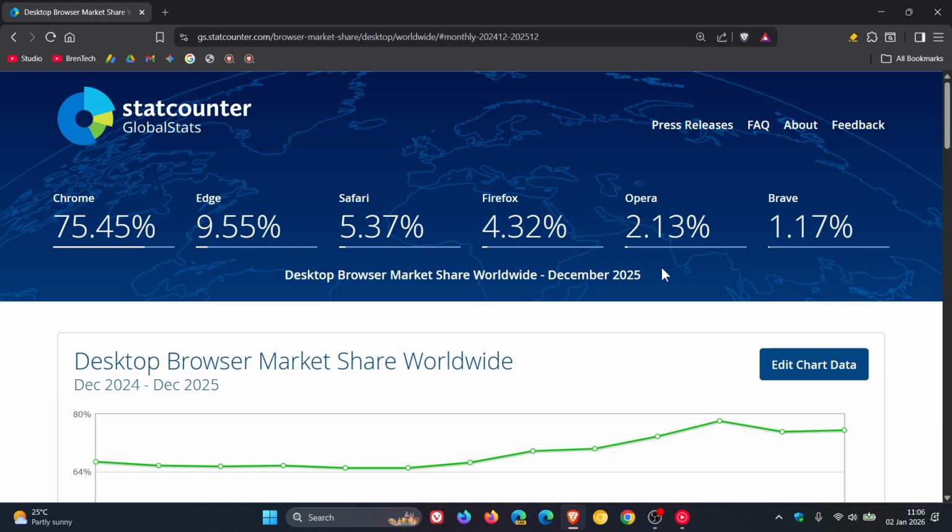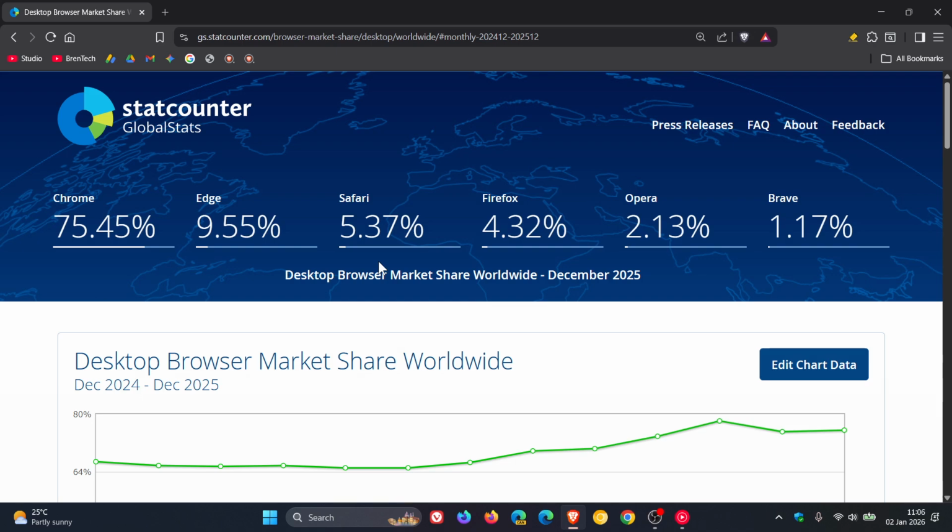Opera has decreased from 2.2% to 2.13%, and Opera every month is slowly but surely, according to Statcounter, decreasing in its market share. Firefox has increased from 4.25% to 4.32%. And I think the reason for the slight uptick with Firefox is due to the V2 deprecation, the manifest V2 extension deprecation for Chrome. And I think a lot of users are heading towards Firefox.